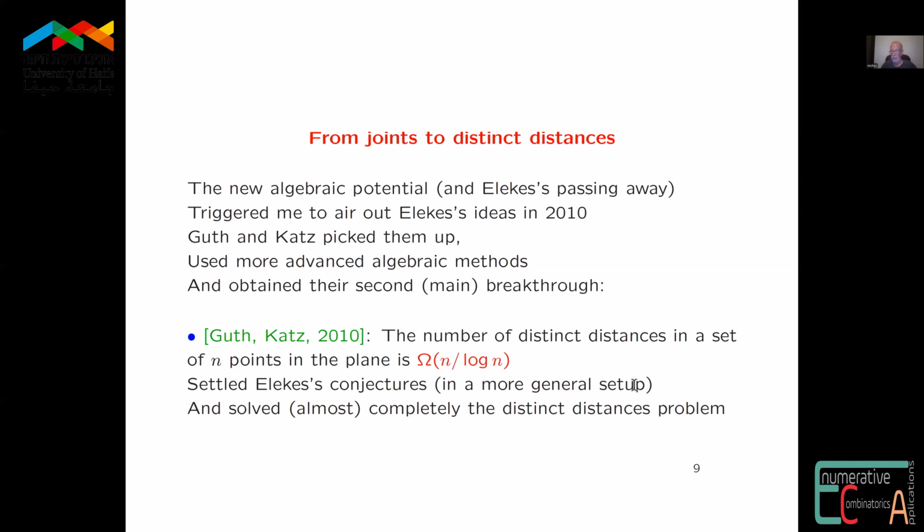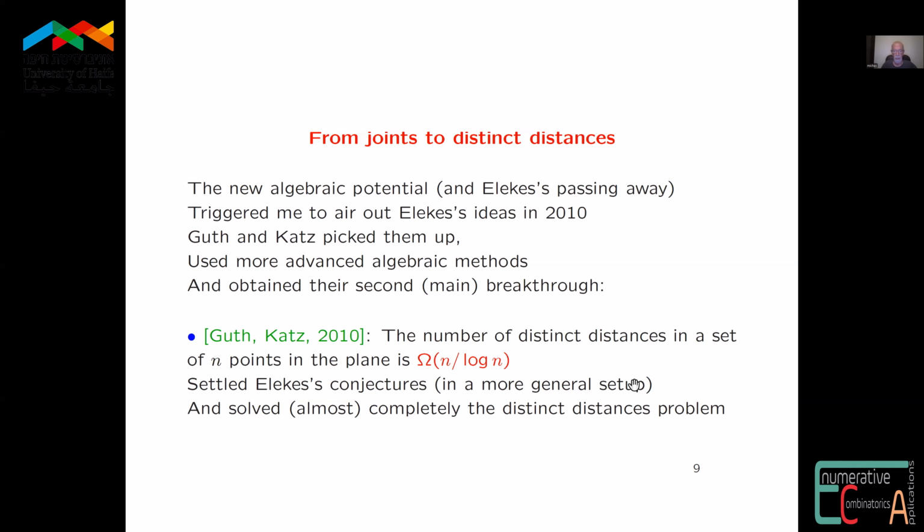Let me just say that technically people have been referring to Elekes' construction as the Elekes-Sharir framework. I kept objecting because I was really just the publisher of his ideas, but the name somehow stuck.